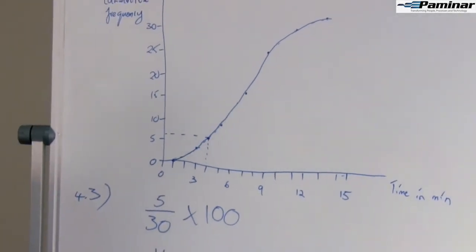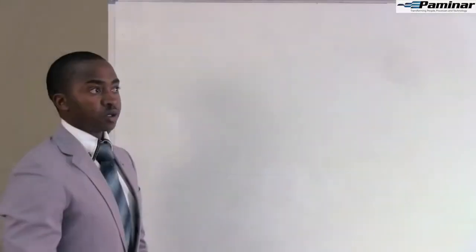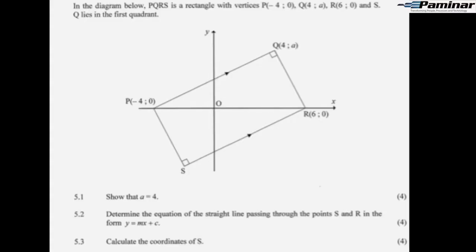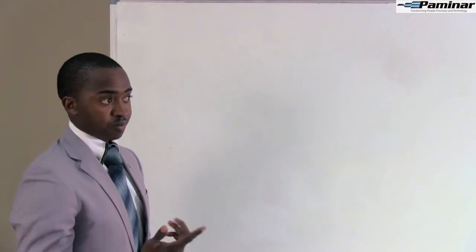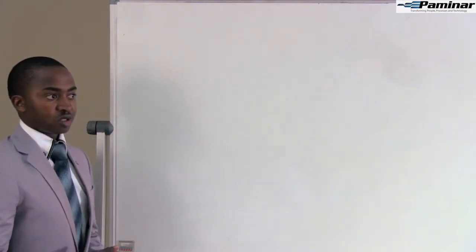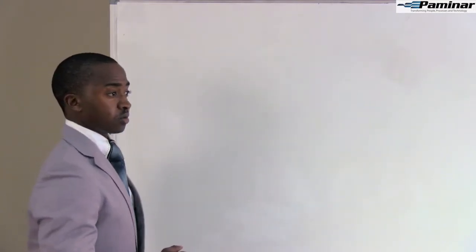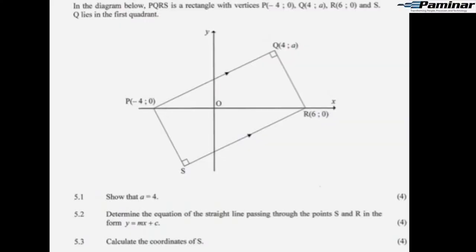Moving on to the next question, question 5. The diagram below, PQRS is a rectangle with vertices for P, -4, 0, for Q, 4 and A, for R, 6 and 0, and for S, and for R. And they say S and Q lie in the first quadrant. Okay, then the questions are based on what they've given us in the diagram. So 5.1 says, show that A is equal to 4.